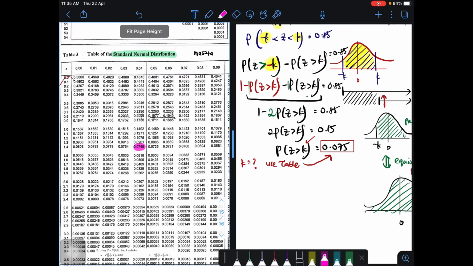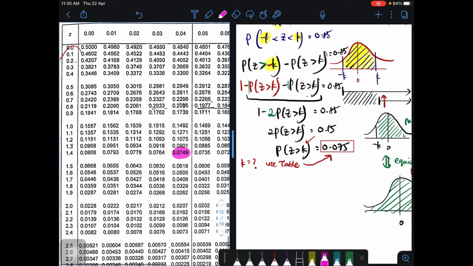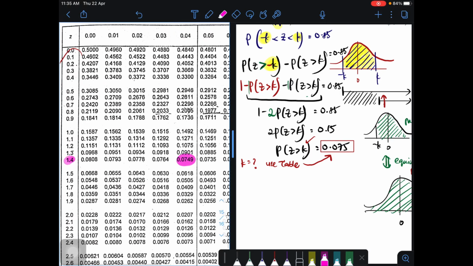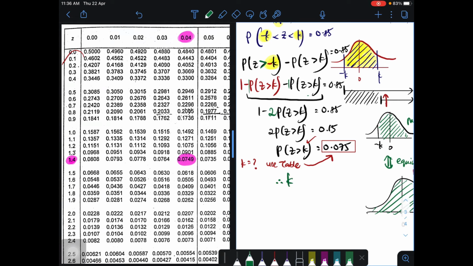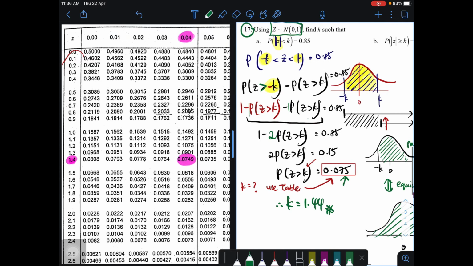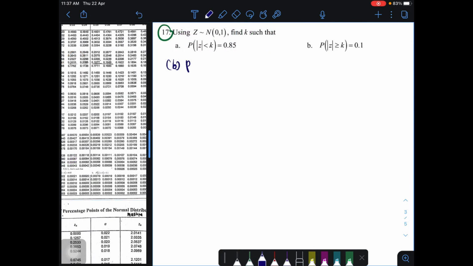Tengok paling hujung dan paling hujung. Okay, tengok sini lah. Tengok sini, hujung kiri ni adalah 1.4 dan belah atas adalah 0.04. Therefore, in this case, we know that our K value is 1.44. Dan just like that, by knowing its probability, kita boleh cari K pula. Dan question A. Okay, question B pula.